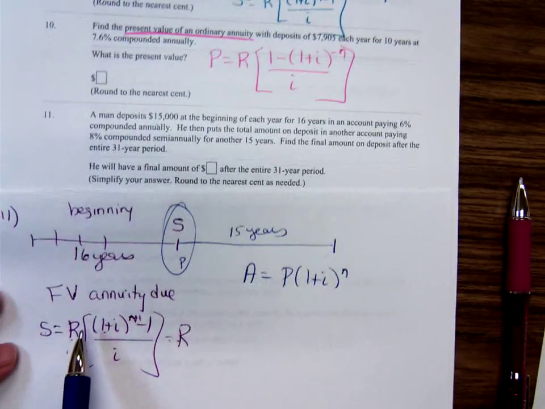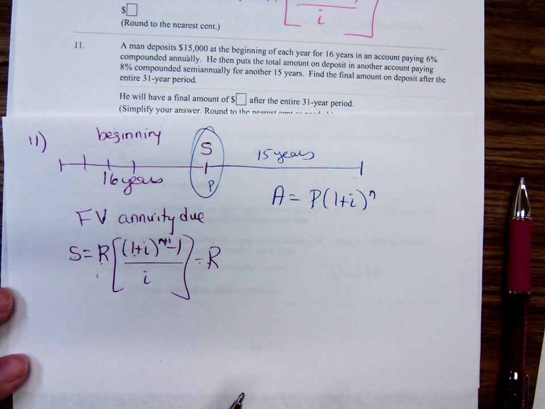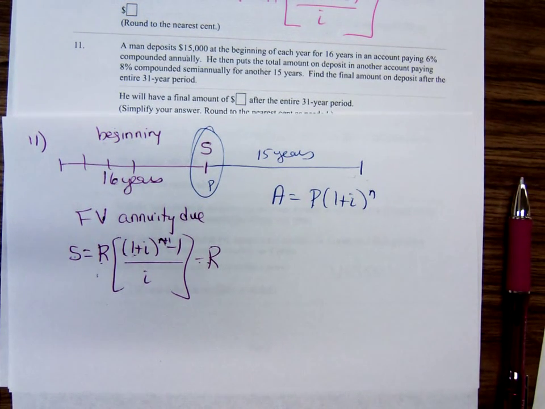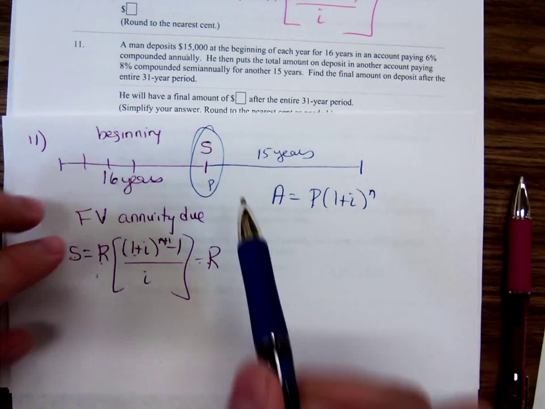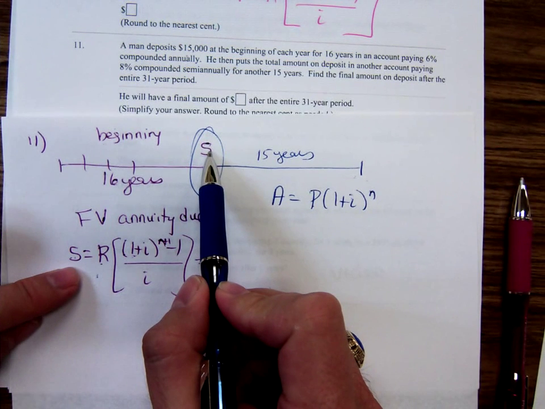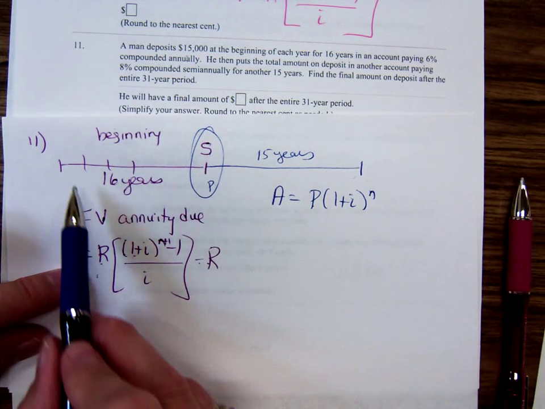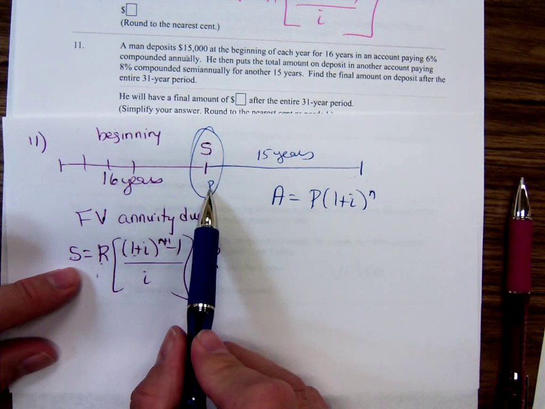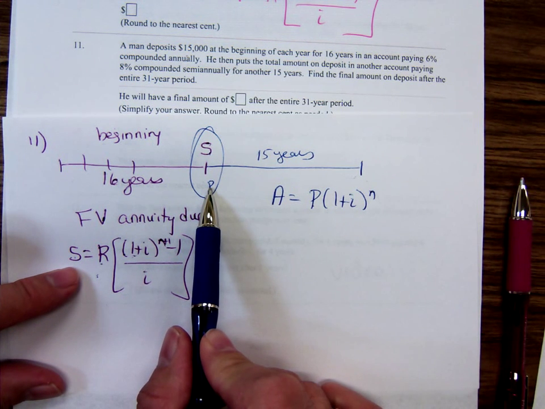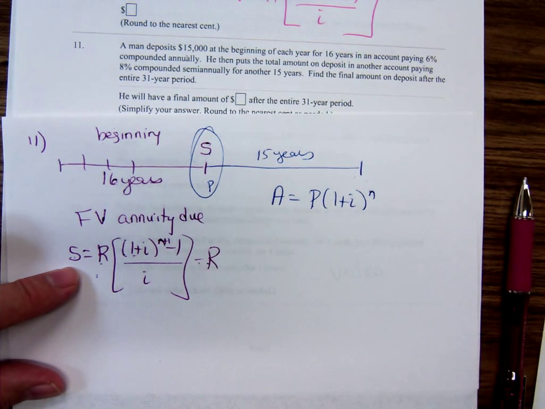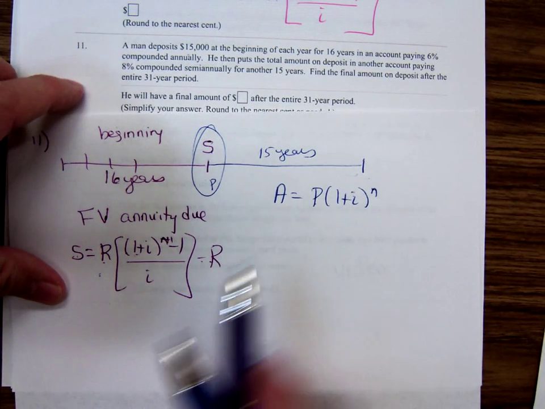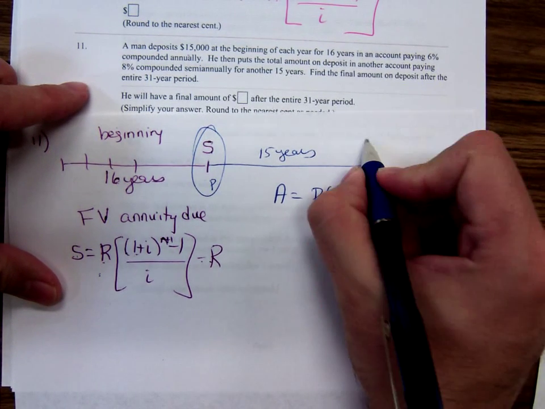Oh, let me lift this up. Can y'all see that? So whatever you calculate for the future value of the annuity due on this part of the timeline becomes the present value over here. So 2 parts, and whatever you get for A, that will be your answer right there.